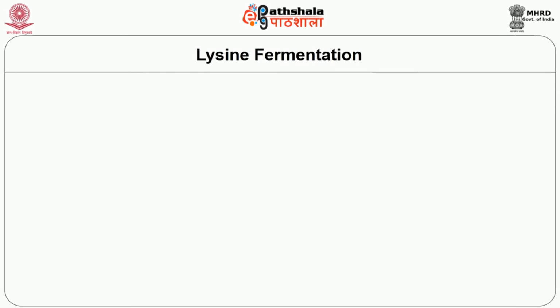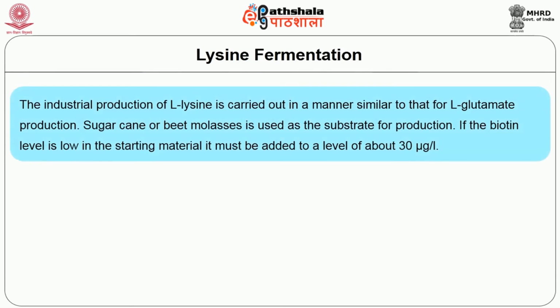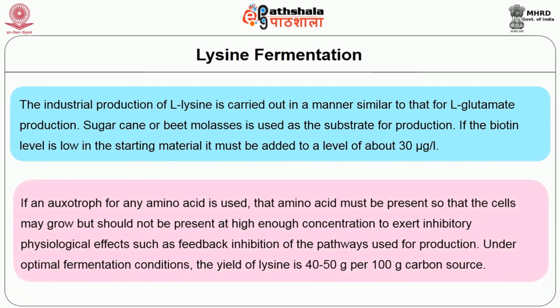Coming to the lysine fermentation, the industrial production of lysine is carried out in a manner similar to that of glutamate production. Sugarcane or beet molasses is used as a substrate for production. If the biotin level is low in the starting material, it must be added to a level of about 30 microgram per liter. If an auxotroph for any amino acid is used, that amino acid must be present so that the cells may grow but should not be present at a high enough concentration to exert its inhibitory effects, such as feedback inhibition of the pathways used for production. Under optimal fermentation conditions, the yield of lysine is 40 to 50 gram per 100 gram of the carbon source.